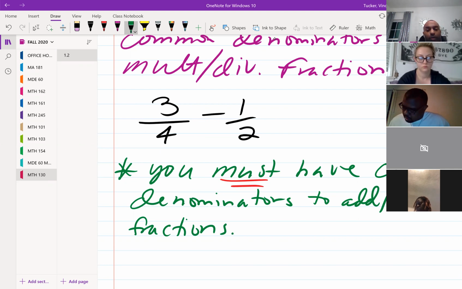All right, so now we have 3/4 minus 1/2. You must have common denominators to add and subtract fractions. You do not need them for multiplying or dividing fractions, but you have to have them for adding and subtracting.